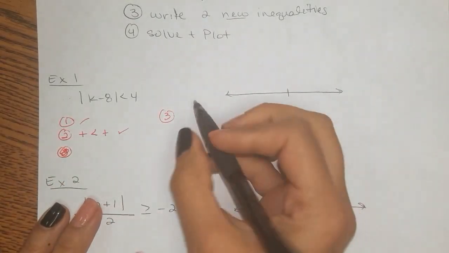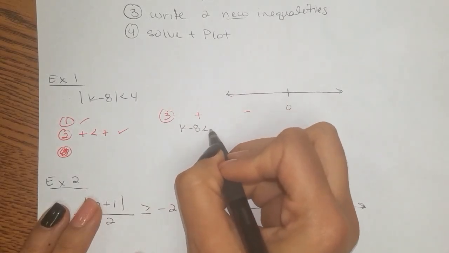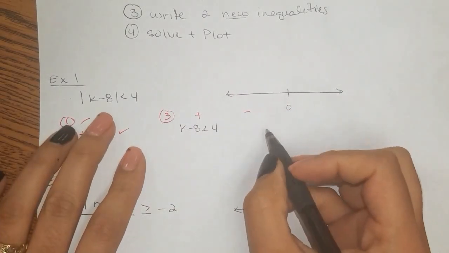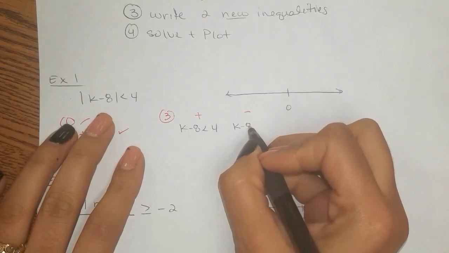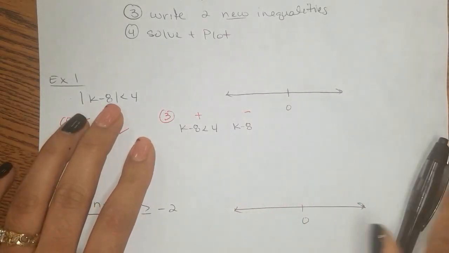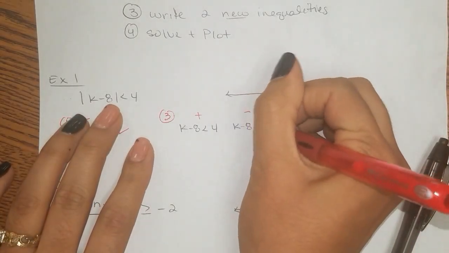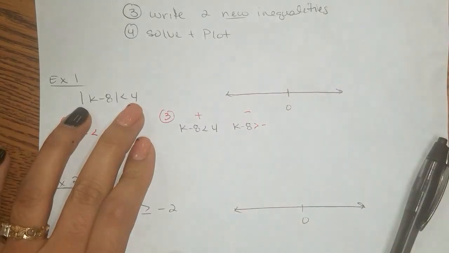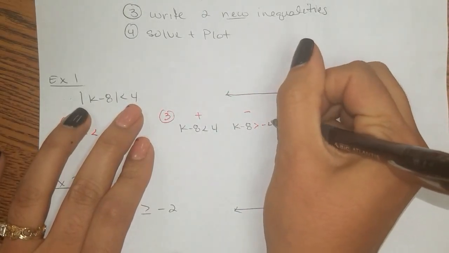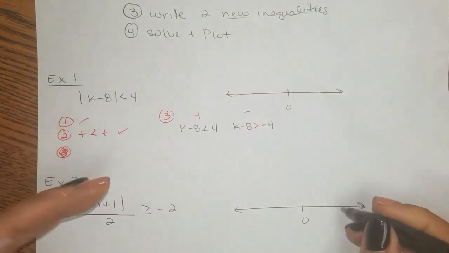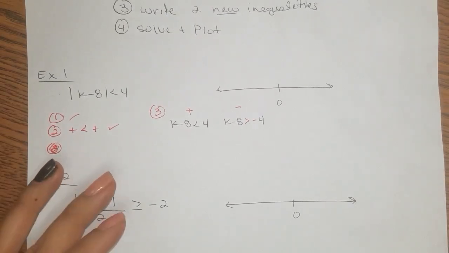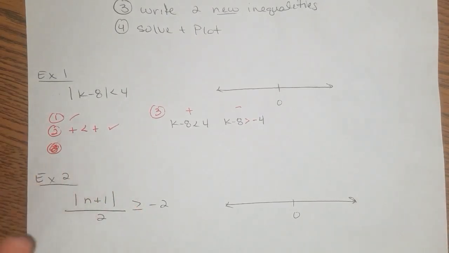The positive stays the same: k minus 8 is less than 4. Your negative side, you have the same left. Your inequality sign changes, and your sign changes over here. You have to add a negative, so that becomes negative 4. And then you can go ahead and solve them however you see fit. Well, however you need to solve them.